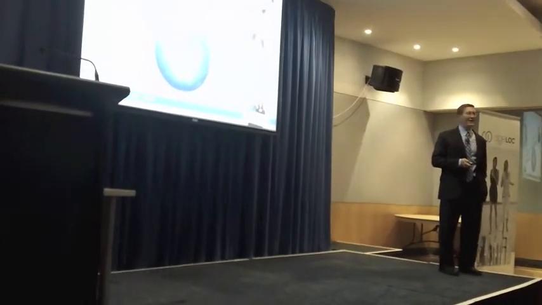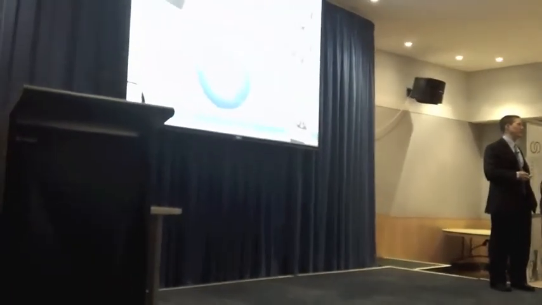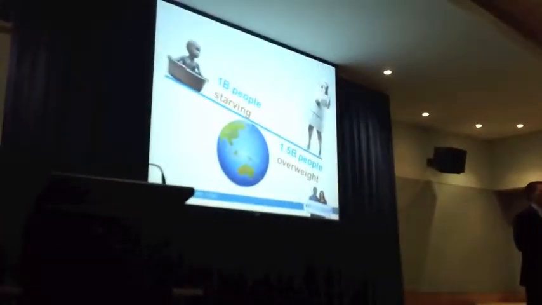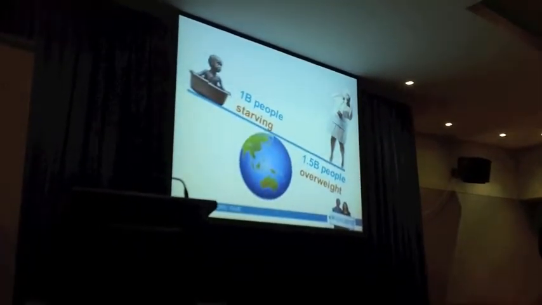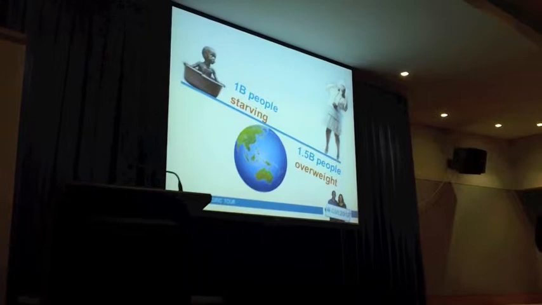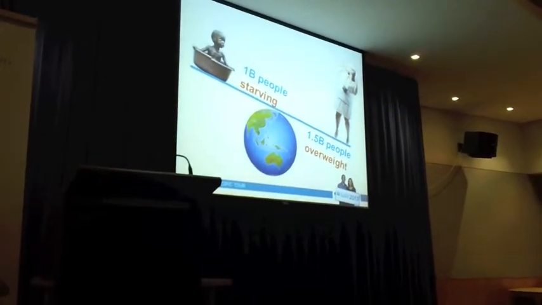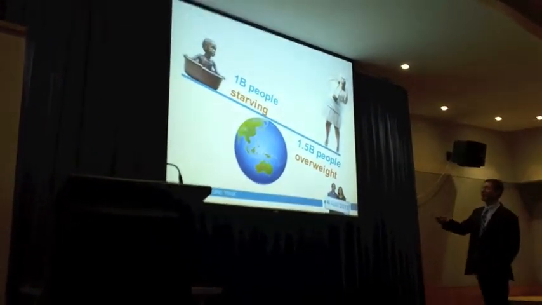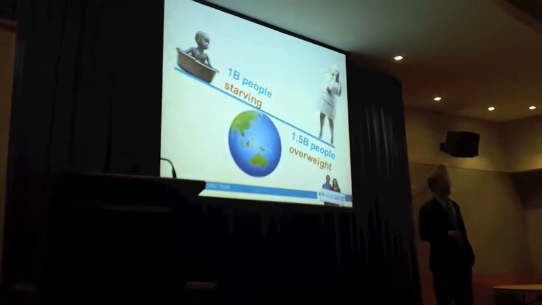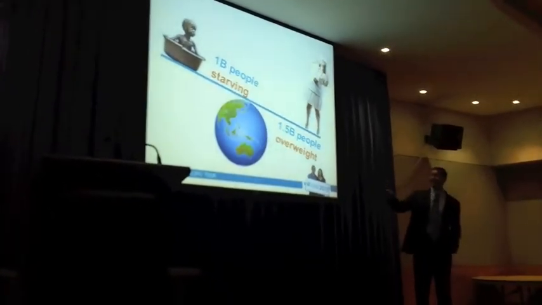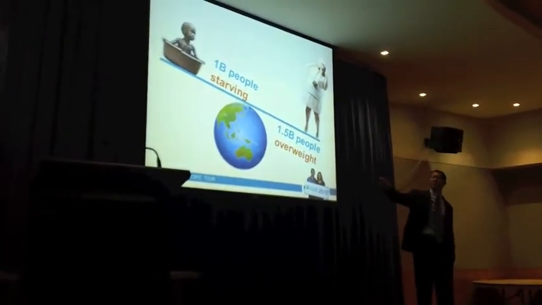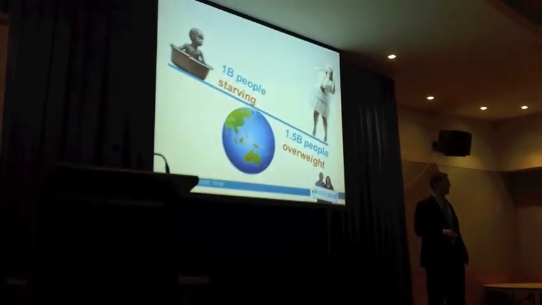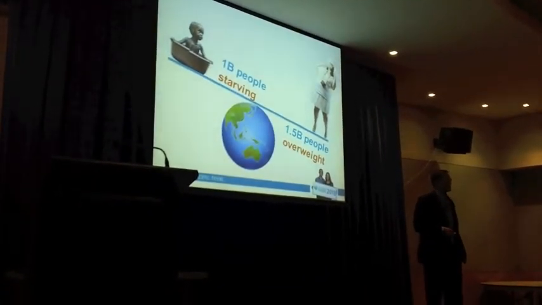But what's really interesting from a global view is that there's 1 billion starving people on this planet. That's a lot of starving people. But the problem on the overfed side is actually greater. These people have a choice, don't they? These people over here, they don't have much of a choice. If they had a choice, they wouldn't be starving, right?